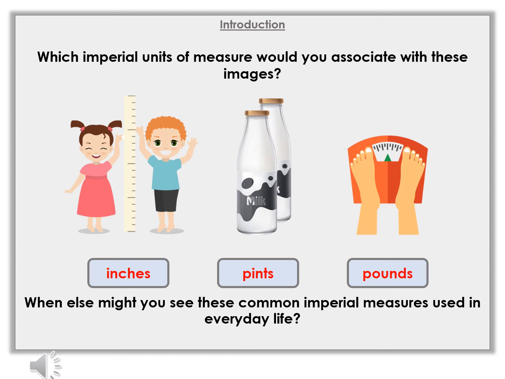So, inches measures the height or the length of something, and we often use that for measuring somebody's height. Pints is to do with capacity, and you'll quite often see in supermarkets that you will have 6 pints of milk or 2 pints of milk. And pounds, stones and pounds are used to measure our weight. Can you think of any other imperial measures that you've seen in everyday life?